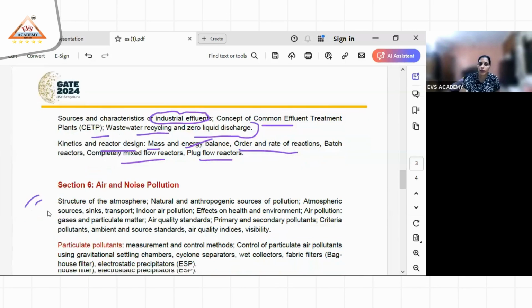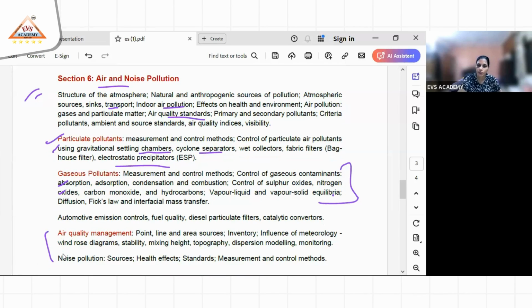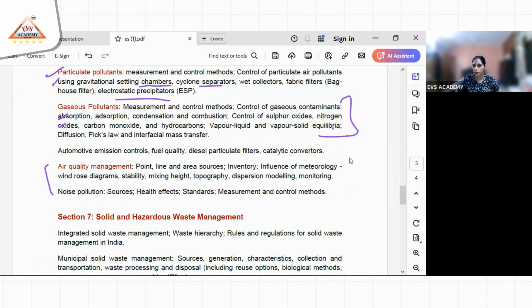Next comes the air and noise pollution. Okay, so in air and noise pollution, first of all, we should know about the structure of the atmosphere. Only after that will we be able to know how pollutants behave in the atmosphere. Okay, so it includes different portions like sources and quality standards and everything, particulate pollutants, how we can control them: settling chamber, cyclone separator, ESPs, gaseous pollutants. These are the methods for measurement and control of gaseous pollutants. Air quality management: there are models like the Gaussian plume model. We have to study different types of plumes, and after this, the noise pollution.